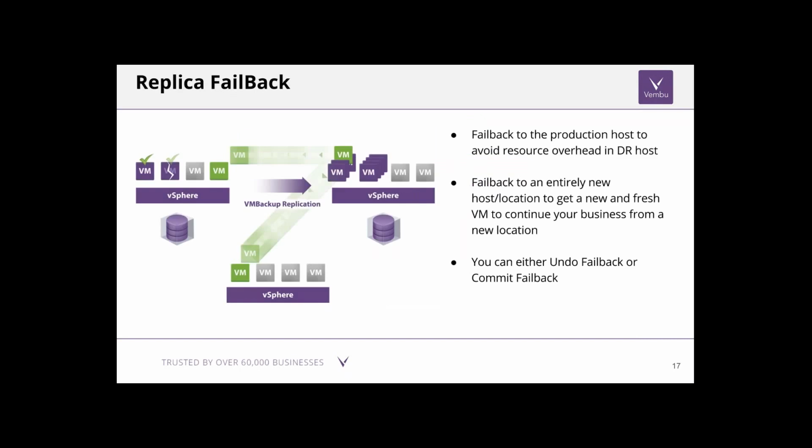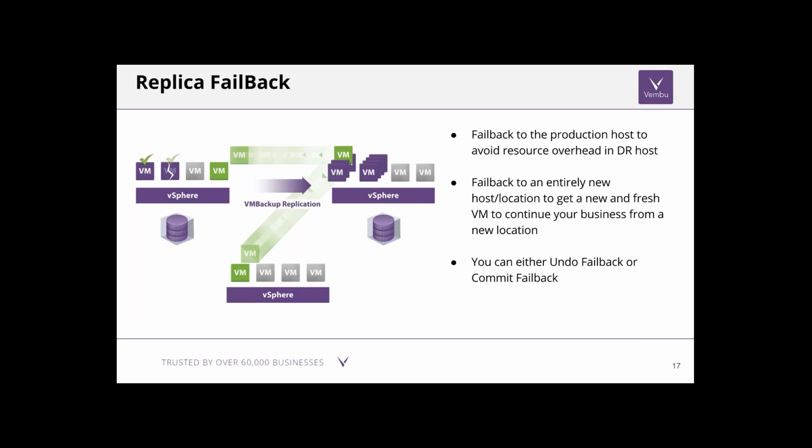After the failover process, we have a failback process. Failback is a process to get your VM back to the production host, because the user has done the failover in the DR host. If the user wants to avoid the resource overhead in the DR host and use his production host to achieve business continuity, then after doing a failover he can do a failback to the production host to get that corrupted VM back and continue his business without any delay.